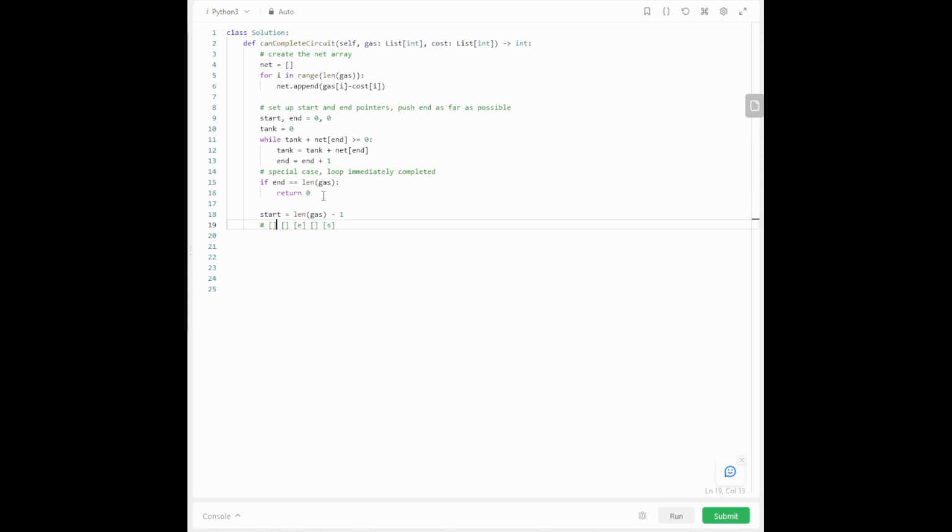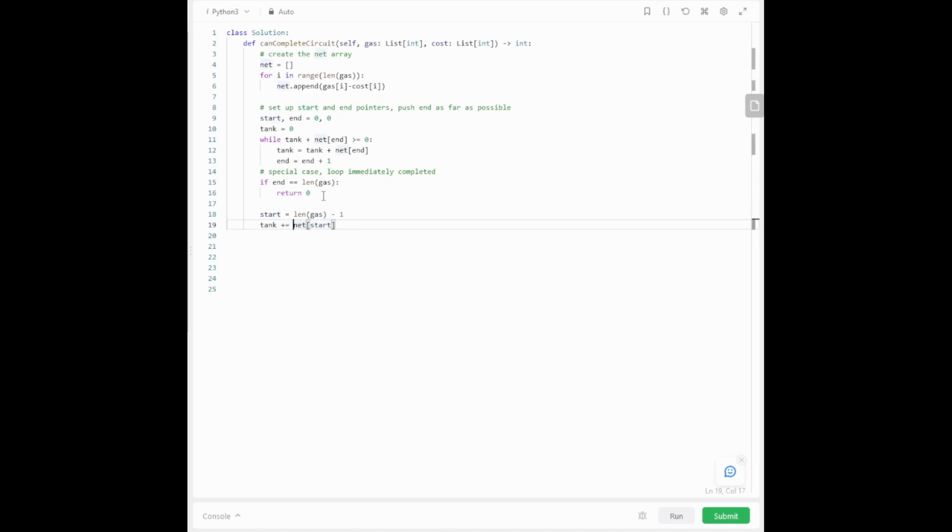So, since this list is of length 1, 2, 3, 4, 5, then this is the 0th index, the 1st, the 2nd, the 3rd, and the 4th. So, I put it at the length, which is 5 minus 1, at index 4, or the last position, and then I start pushing it back. So what I do is say tank plus equals net at start.